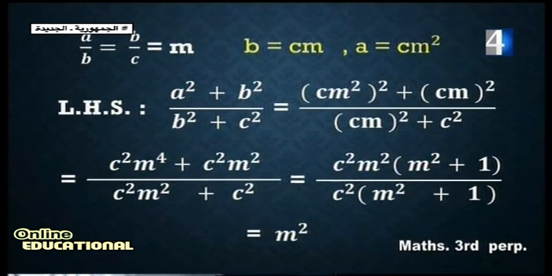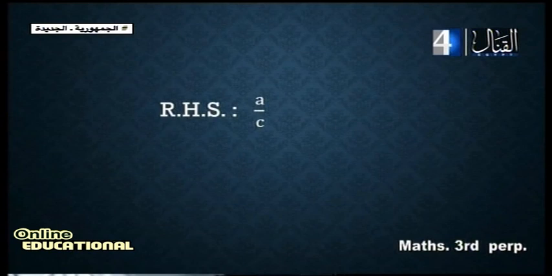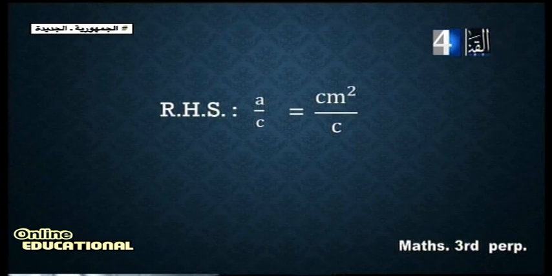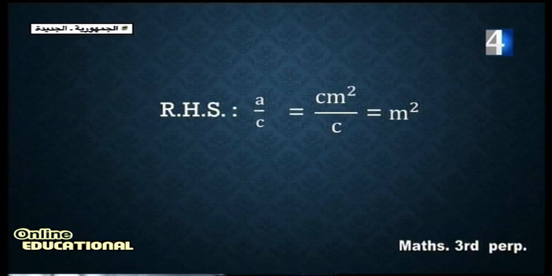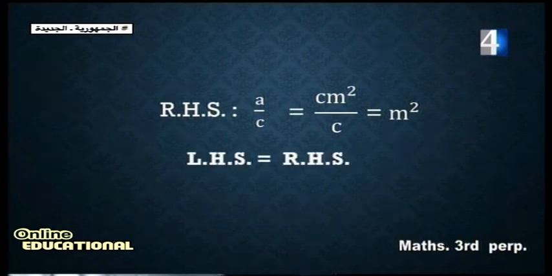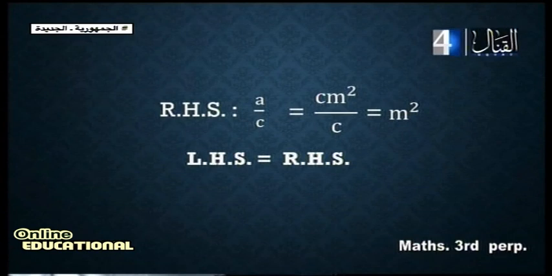Then what about the right hand side? The right hand side is A over C. What about A? Of course, yes, A equals CM to the power of 2. So it is CM to the power of 2 over C. By reducing C with C, you are going to obtain a result as M power 2. And in this case, we can say that the left-hand side equals the right-hand side.